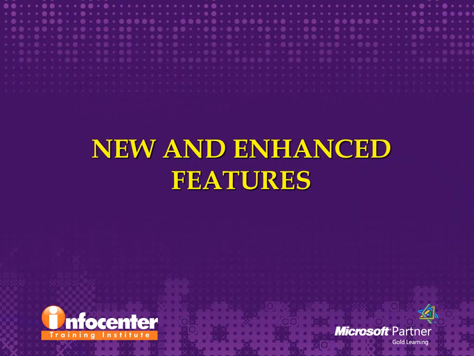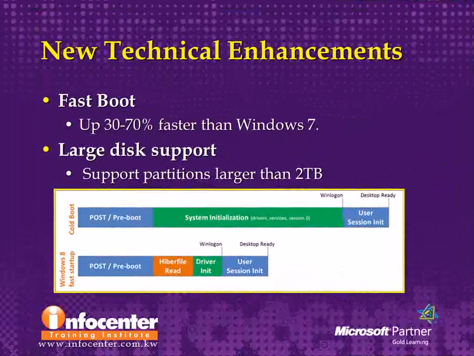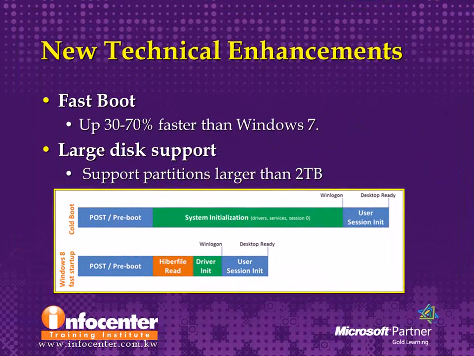In new and enhanced features, there are a lot of new and enhanced features in the Microsoft Windows 8 operating system. First, Hybrid Boot uses hibernation technology to allow faster startup times by saving the Windows core's memory to the hard disk and reloading it upon boot. That makes Windows 8 boot faster than Windows 7. Windows 8 also supports partitions larger than 2 terabytes; Windows 7 before it just supported 1 terabyte.